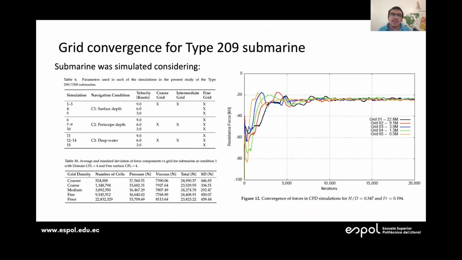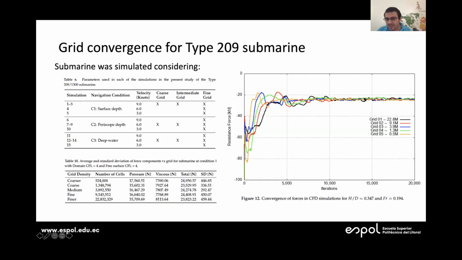So once we trust our setup, we used it to analyze the 209 submarine. Because we didn't have any experimental data yet, we performed a grid convergence, again using the 5 grids, from 500K to 22 million. And we considered that we got grid convergence.